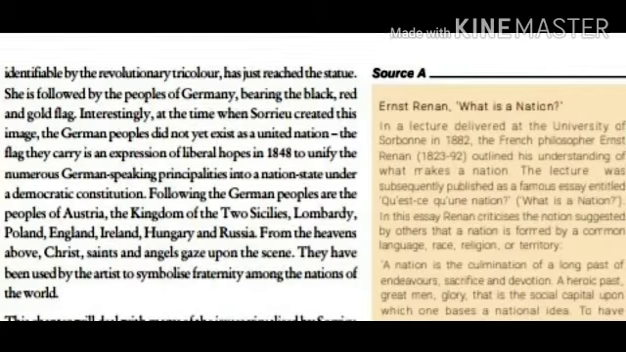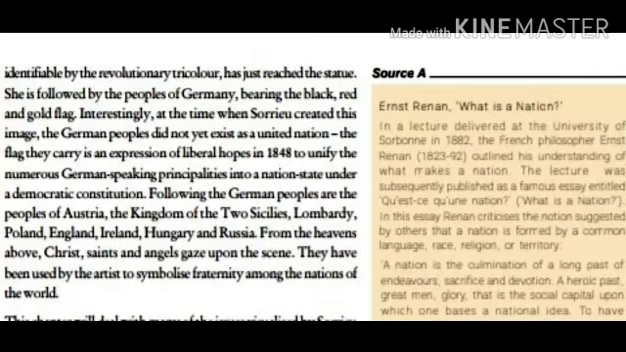Following the people of Germany were the people of Austria, the Kingdom of the Two Sicilies, Lombardy, Poland, England, Ireland, Hungary, and Russia. Thus, the chapter deals with many issues visualized by Sorrieu in figure 1. Also, we see in the chapter the emergence of the concepts of nationalism and the idea of a nation state. We see that during the 19th century, nationalism emerged as a force which brought about sweeping changes in the political and mental world of Europe.